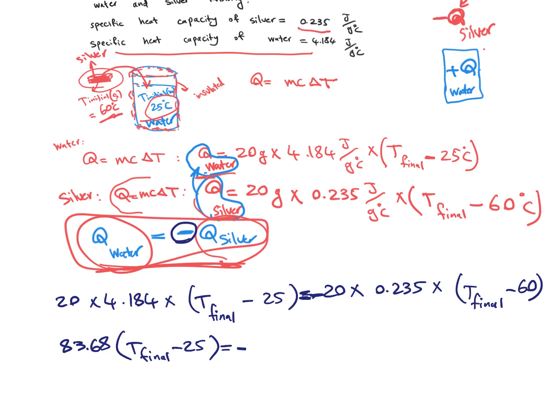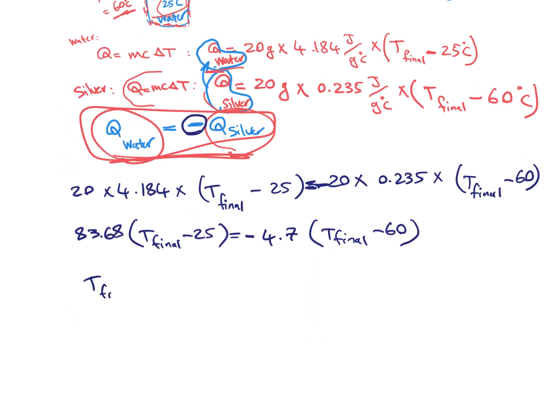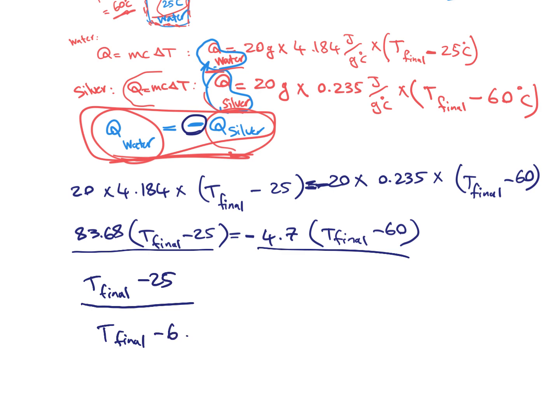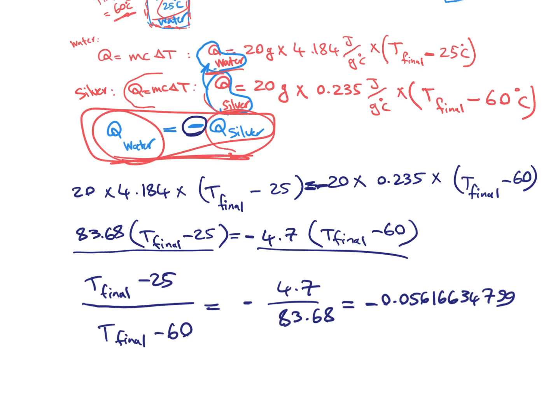So I'm just going to continue writing what I wrote. T final minus 60. So I can write T final minus 25, dividing both sides by T final minus 60, right? Equals minus 4.7 divided by 83.68. So that number would be 4.8 divided by 83.68, 0.056. You can just do that in your calculator so you don't have to write the whole thing.